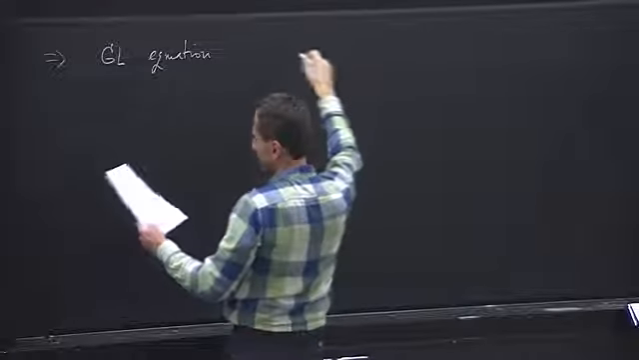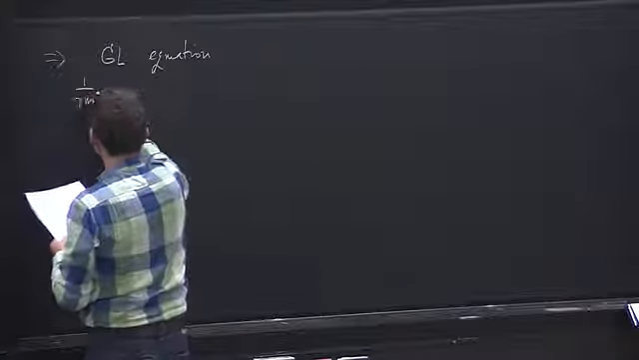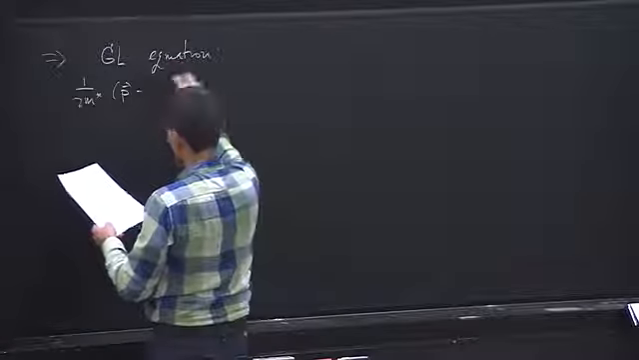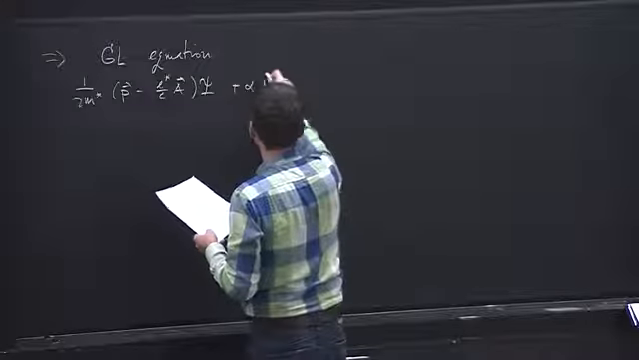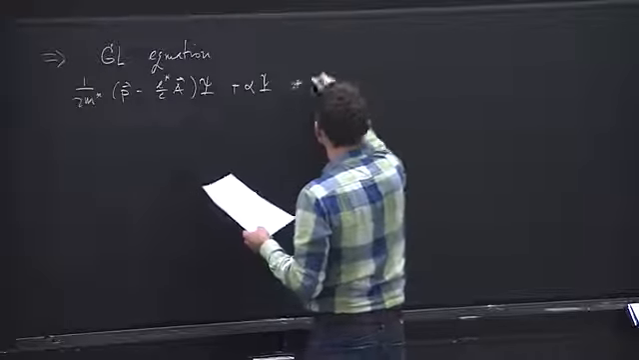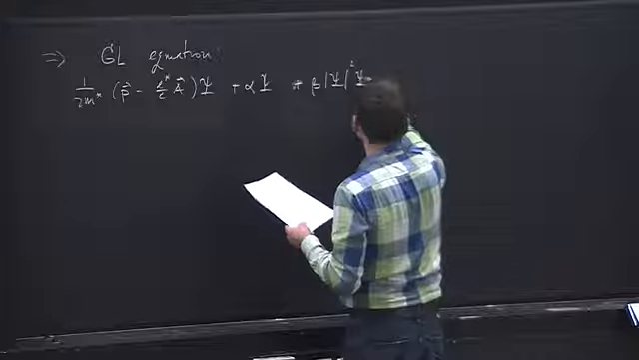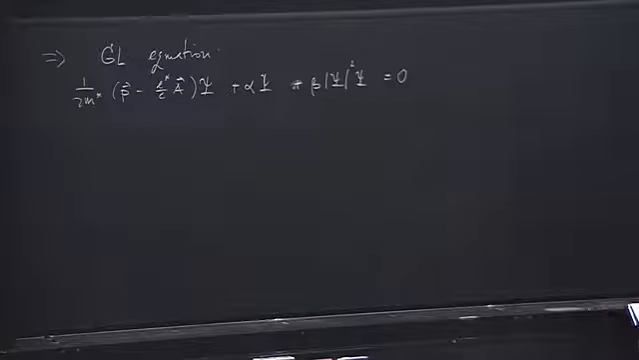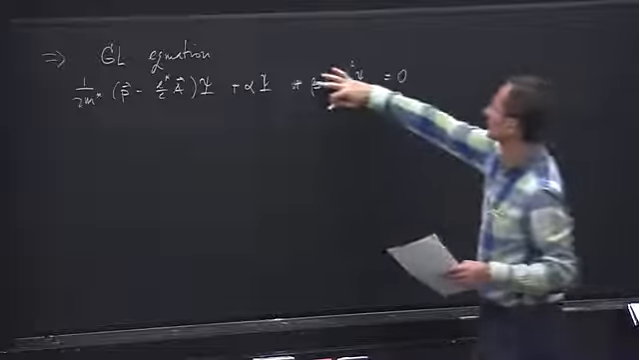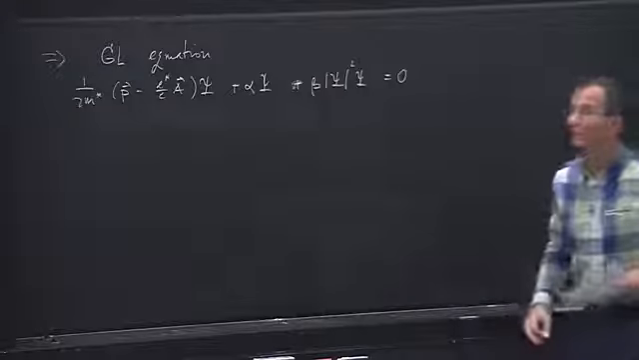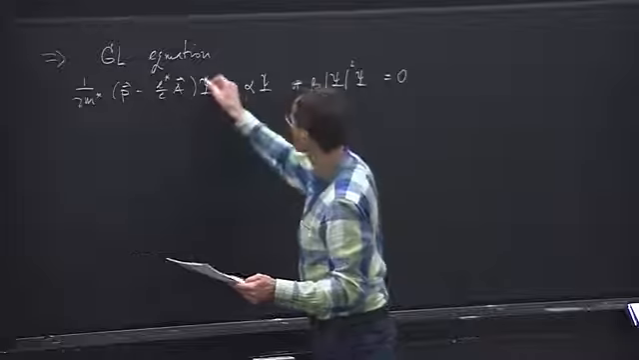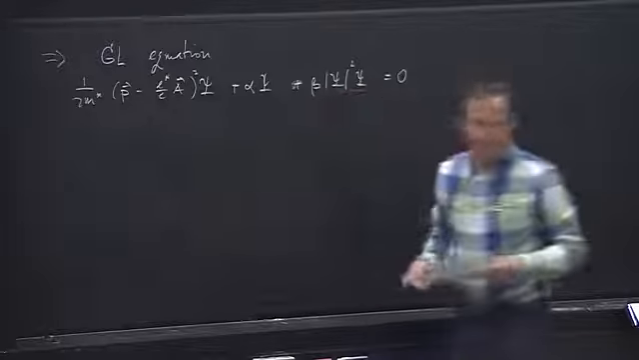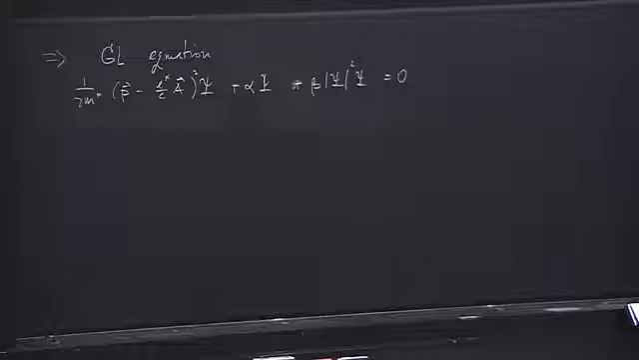And the Ginzburg-Landau equation looks like this: 1 over 2m* (p minus e*/c A) squared psi plus alpha psi plus beta |psi|^2 psi is equal to 0. So this is like a nonlinear Schrödinger equation. If we didn't have this third term, this would look like a Schrödinger equation for a particle in a vector potential A. But this is a nonlinear system, so it's a nonlinear Schrödinger equation.